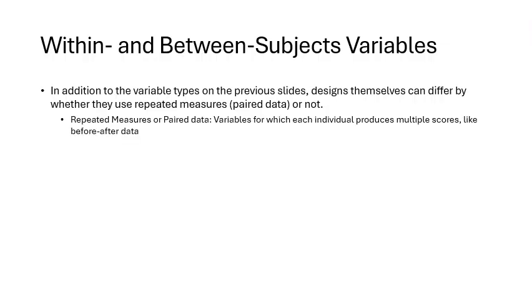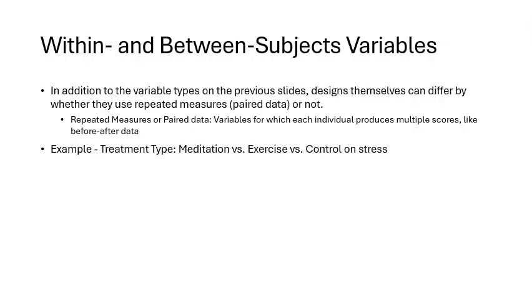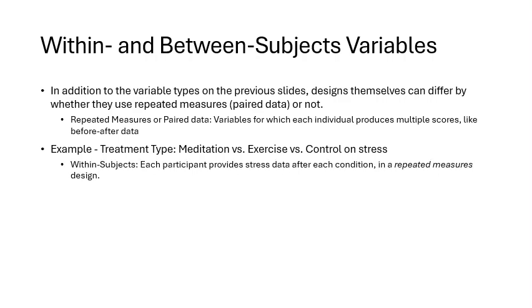Repeated measures or paired data just means variables for which each individual produces multiple scores, like before-after data. Just the kind of thing we talked about in the paired samples t-test. And so an example might be treatment type, meditation versus exercise versus control condition on stress. If we decided to approach this in a within subjects way, each participant would provide stress data after each condition. And this would be called a repeated measures design when it's used in ANOVA.